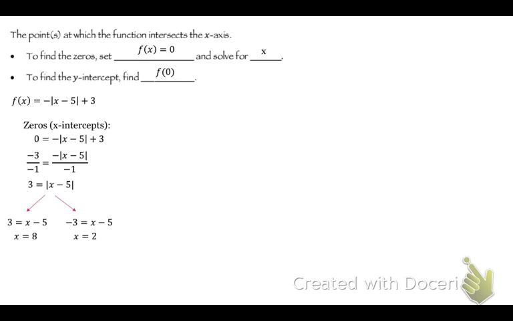Sweet. Now for y-intercepts, oh yeah, and write them as ordered pairs. So (8, 0) and (2, 0). Now for the y-intercepts, we're going to plug 0 in. So that's going to be f of 0 equals negative absolute value of 0 minus 5, plus 3, which is negative absolute value of negative 5, plus 3. The absolute value of negative 5 is 5, so negative 5 plus 3, which is going to be negative 2.